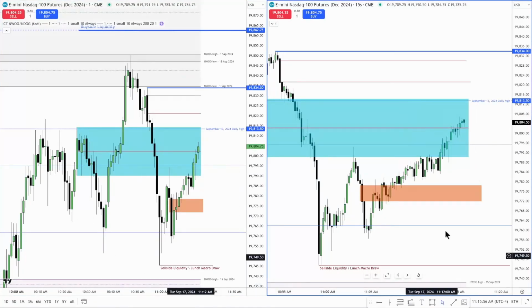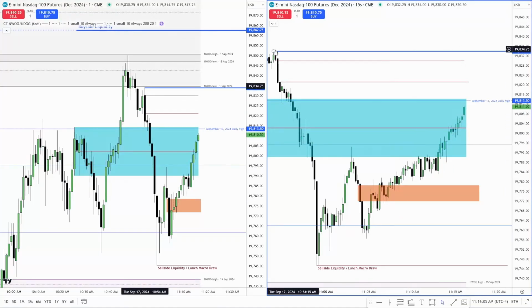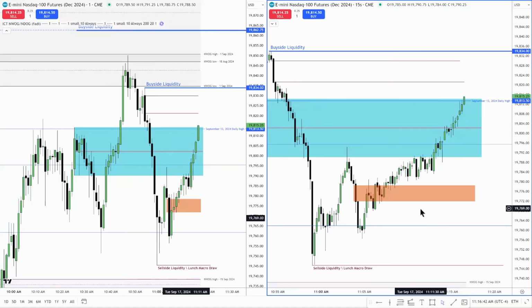It did not come down to hit this area here. It just kept booking price higher, higher, higher, higher, higher, higher. So they're going to make a mad dash up to attack these buy stops. So we're back at September 13th's daily high, top of the breaker.